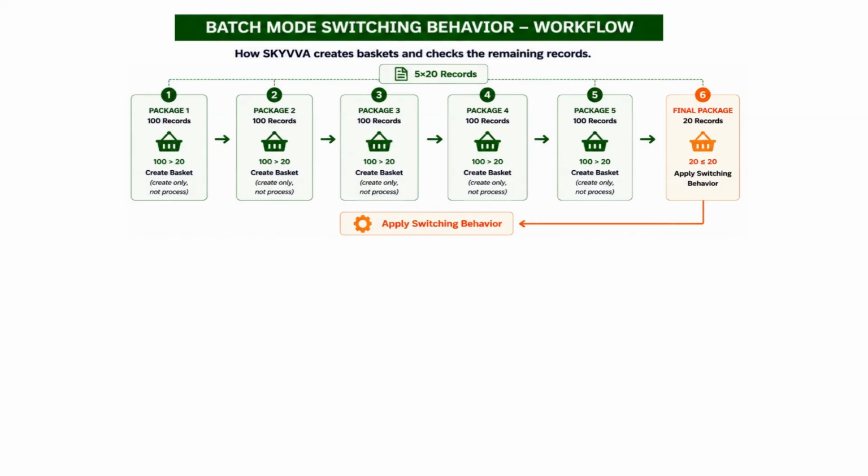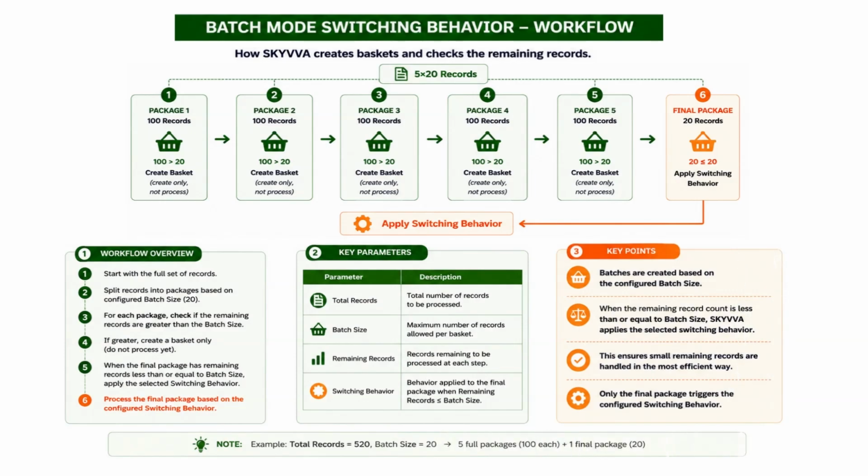Step 3. Check the final package. Before processing the remaining records, SKYVVA checks the remaining record count. The remaining records are 20, and the configured record size to be switched is also 20. Since 20 is less than or equal to 20, the switching condition is met. Instead of creating another normal batch, SKYVVA now applies the configured batch mode switching behavior to the final package.